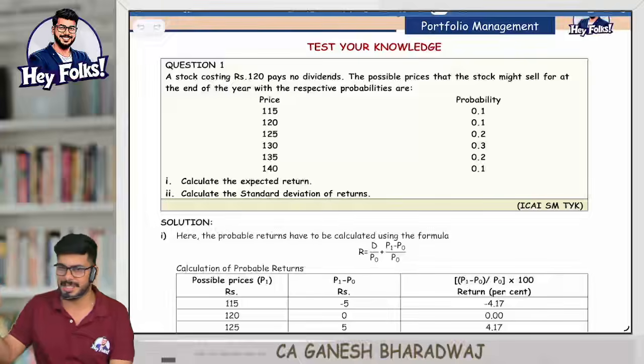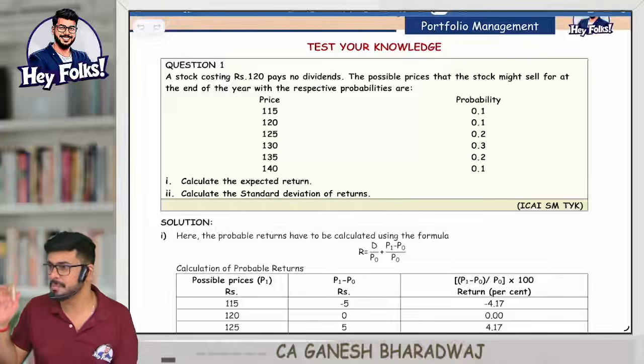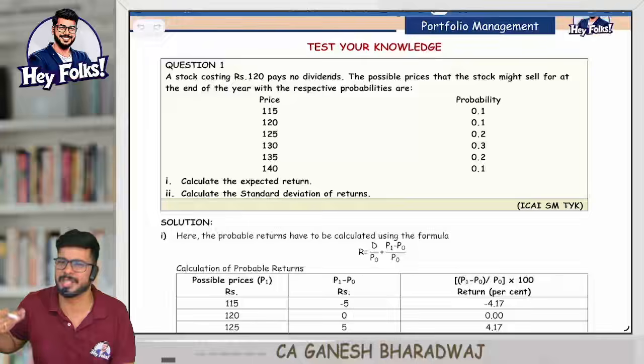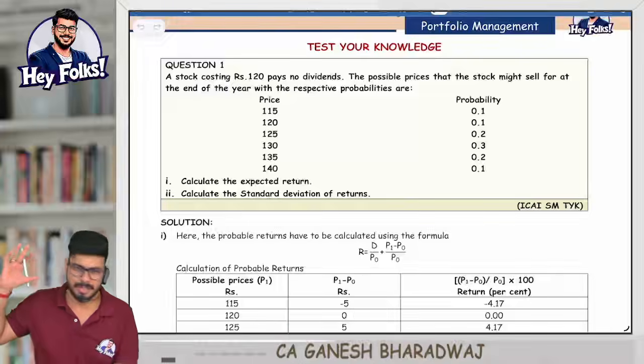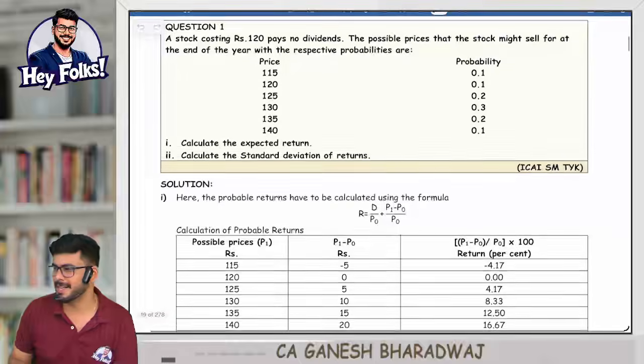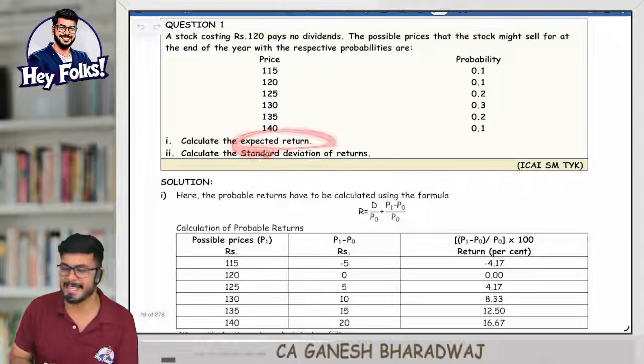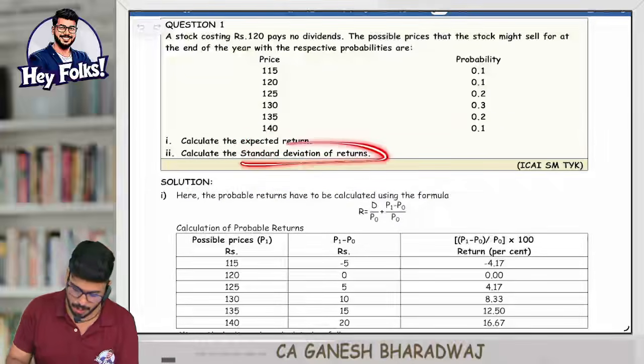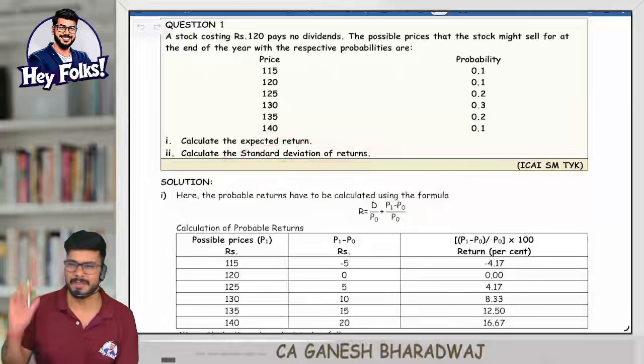So, which means in this question you can't take a simple average. You need to take a weighted average. What is the weight? Your probability. Clear with this? So, probability is nothing but weighted average only. Is that clear? Now, what are they asking? Number 1, calculate the expected return. Number 2, calculate the standard deviation of returns.